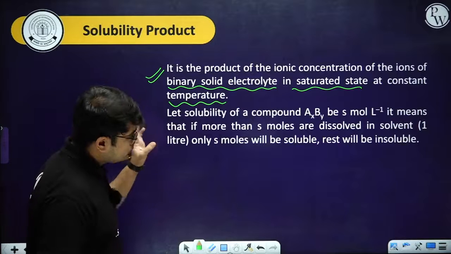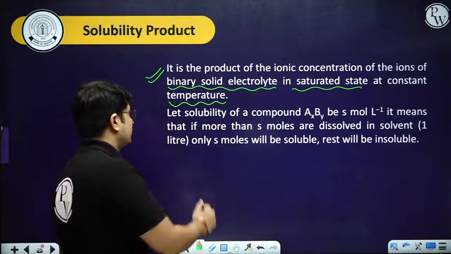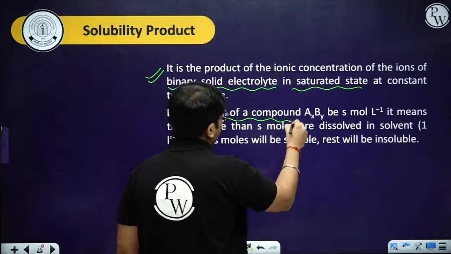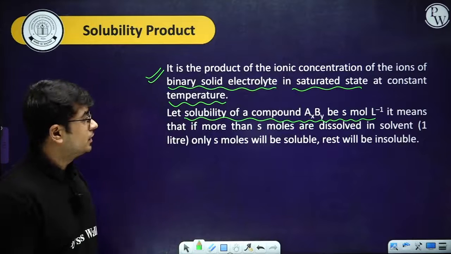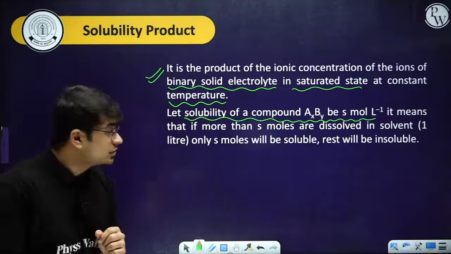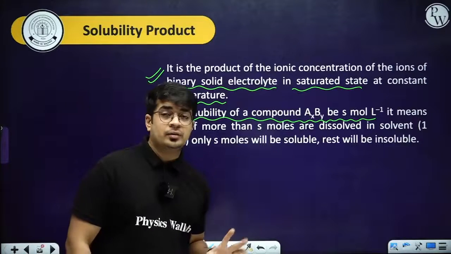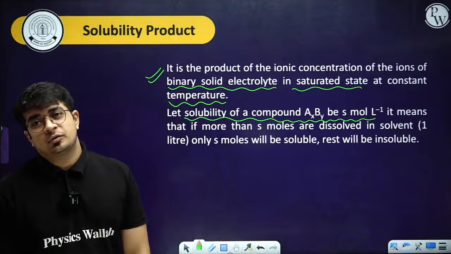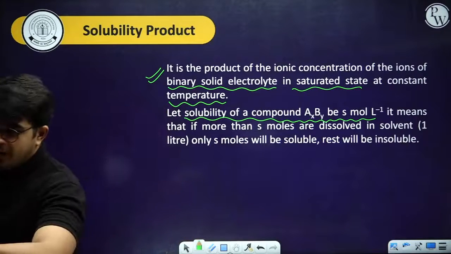Now if I talk about solubility in that case, let's say the solubility of a compound AxBy is S mole per liter. It means if more than S moles are dissolved in a solvent of 1 liter, only S moles will be soluble, and the rest will be insoluble. So that is the basic idea about solubility. I hope this part is clear.